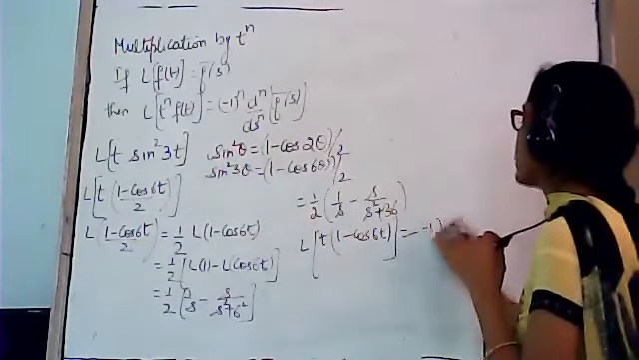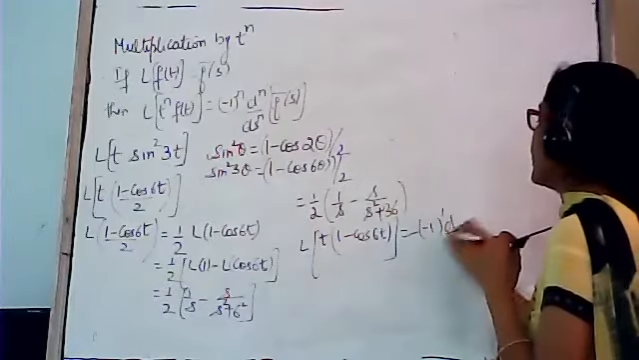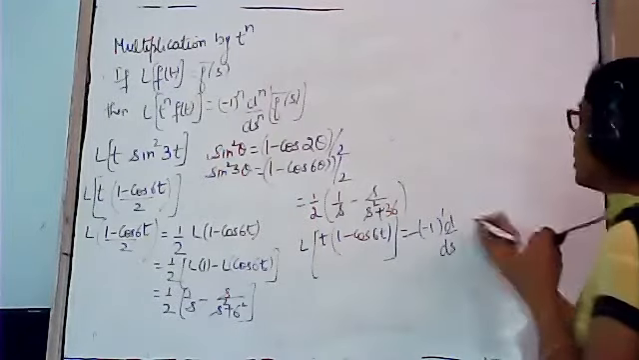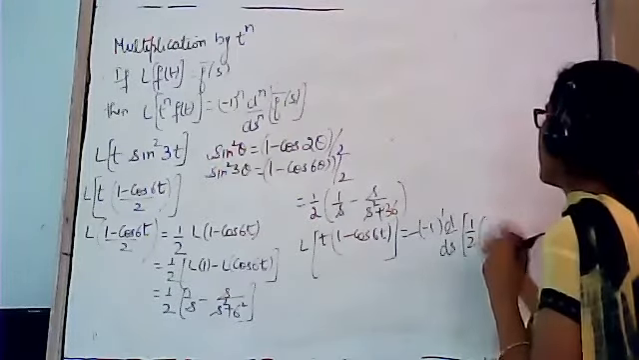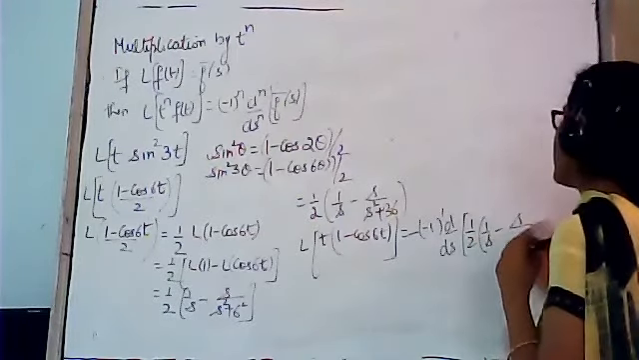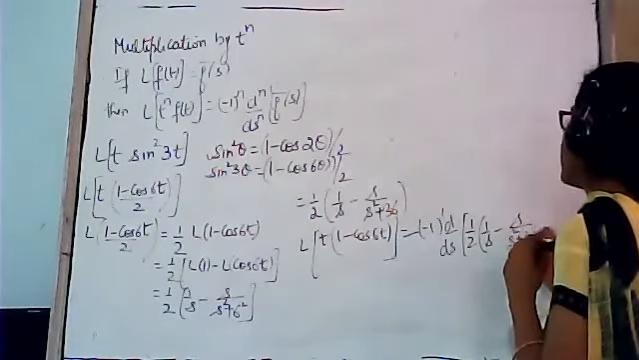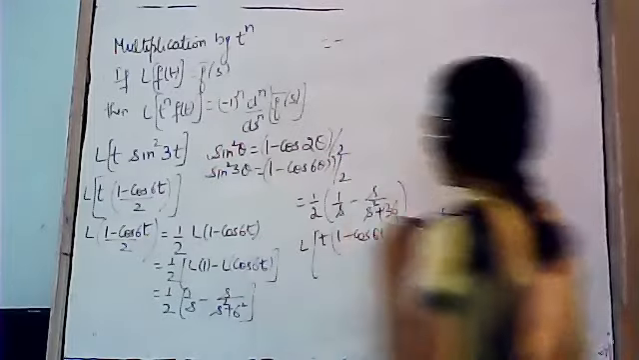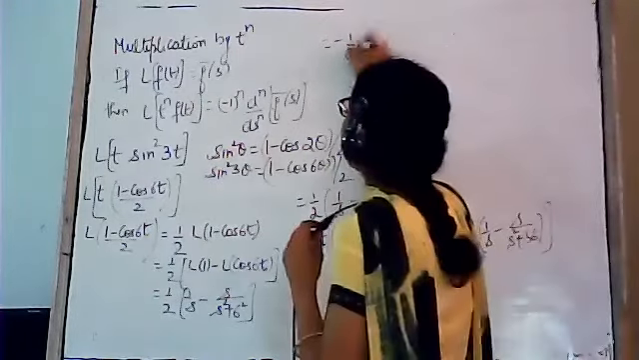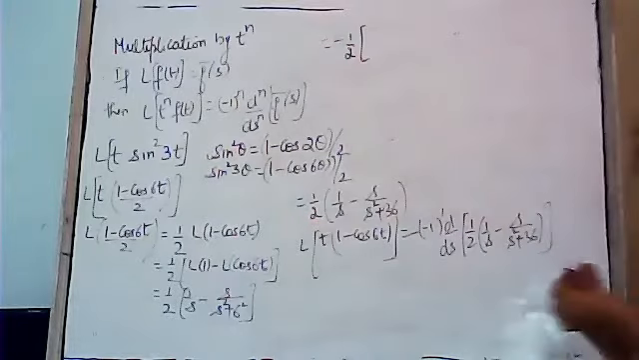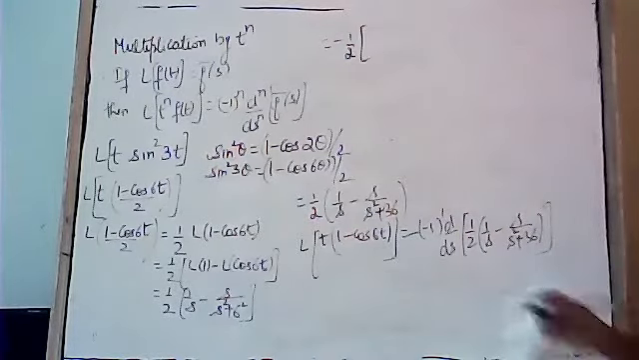It will be minus 1 raised to the power 1, d to the power 1 by ds to the power 1, into जो भी result आया है. This is 1 upon 2, 1 by s minus s upon s square plus 36. Now you have to differentiate this term. This is equal to minus 1 to the power 1, is again minus 1. 1 by 2 can be taken outside the bracket as it is common to both the terms.